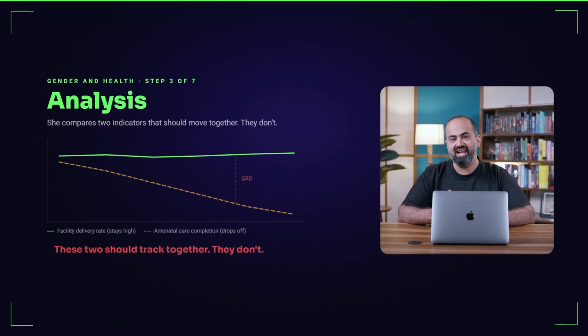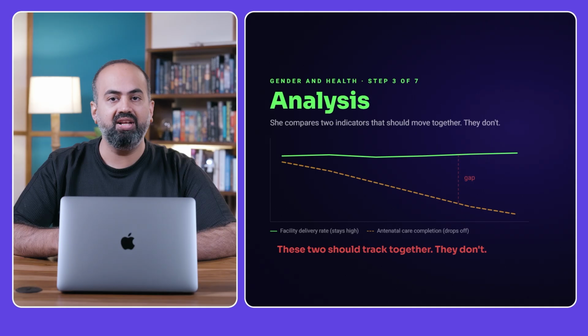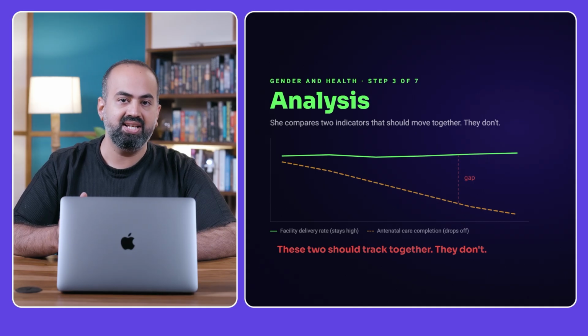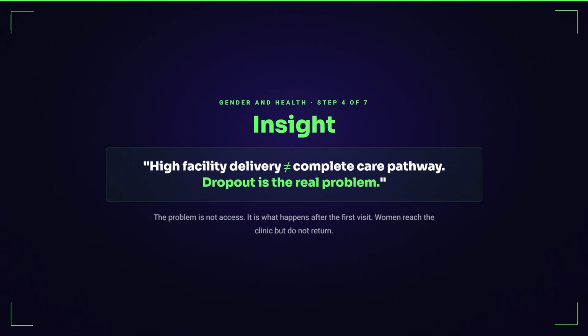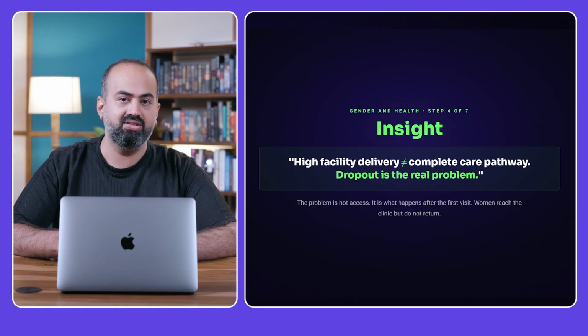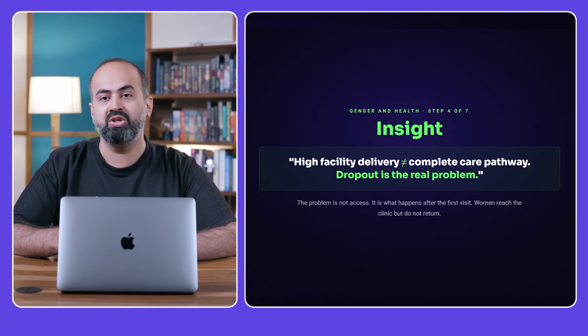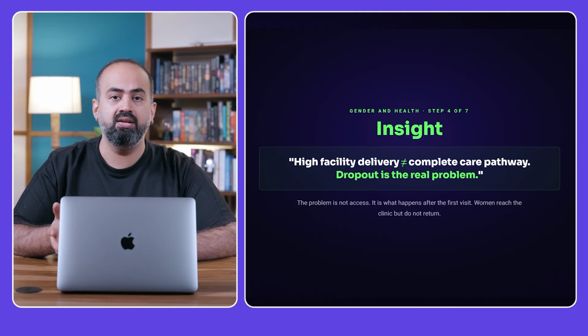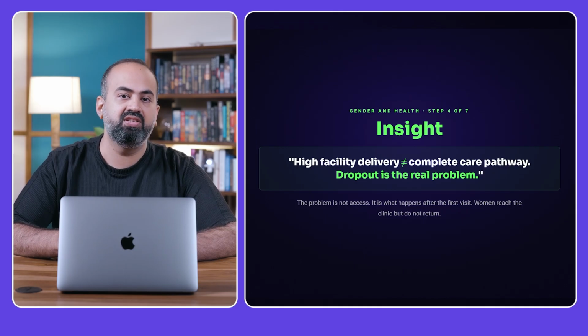Step 3, analysis. She compares delivery rates of hospitals with pregnancy care completion. 2 indicators that should move together, but often do not. Step 4, insight. She finds countries with the highest delivery rates also have the highest dropout during pregnancy care. Women reach the first visit but do not return due to poor quality of care, weak follow-up, and provider behavior. The problem is not access. It is what happens after the first visit.